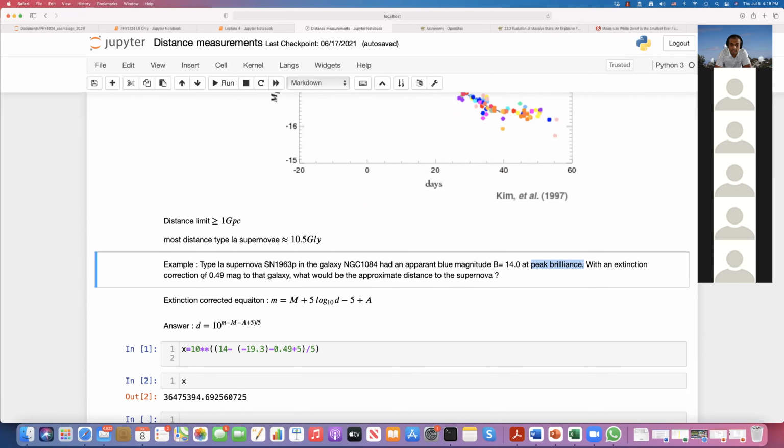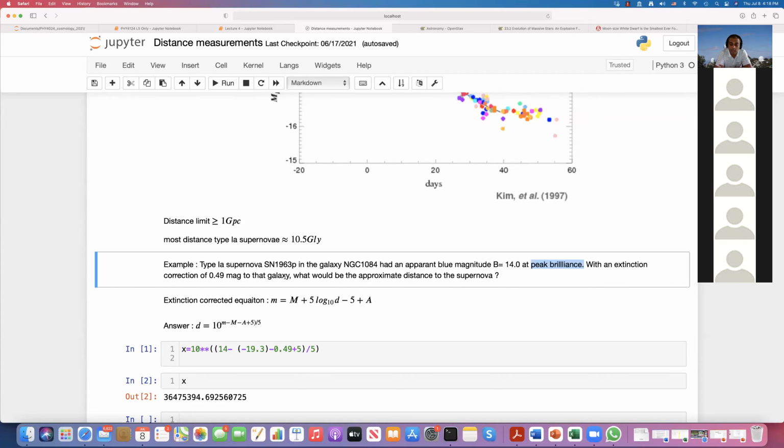And then there is an extinction correction of 0.49 magnitude to that particular galaxy, right? Now, if you remember from the previous lectures, I have mentioned what extinction means. Extinction means the absorption of light when it goes through dust areas. Some of the light gets absorbed and some gets scattered. And because of that, when we observe from the Earth, the light normally gets dimmed, right?